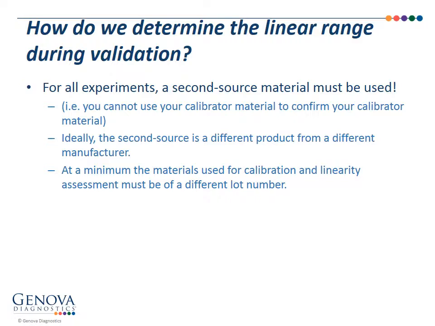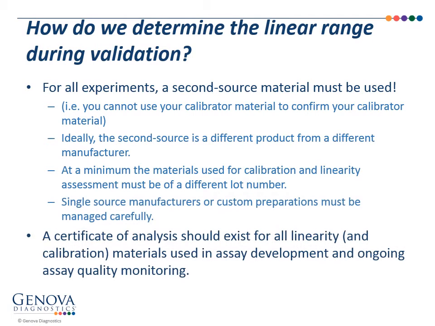So if you're in an assay and you can't find second source material, make sure you're telling me, make sure that you're raising it to the lab directors just so that we're aware and we can figure out how to manage that and make sure that we're getting the highest quality validation. And again, we need to make sure that we have a certificate of analysis for all of these materials so that we can make sure we're checking for purity, for documentation, that sort of thing.